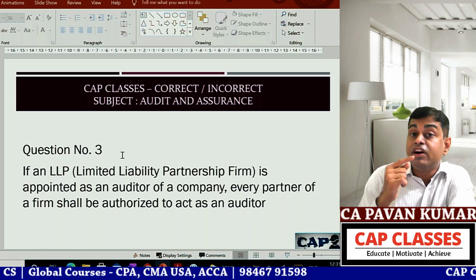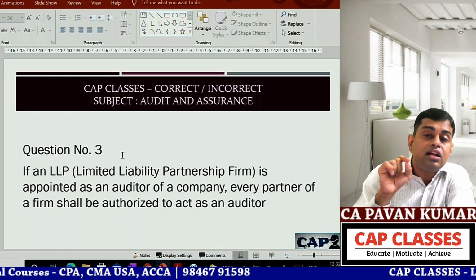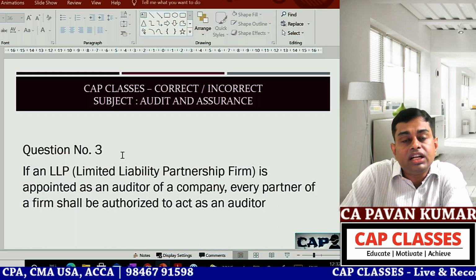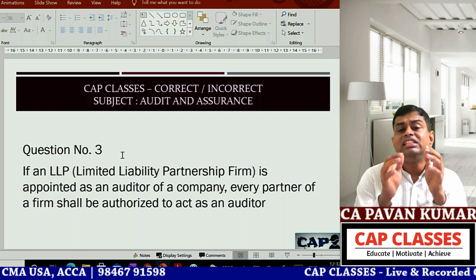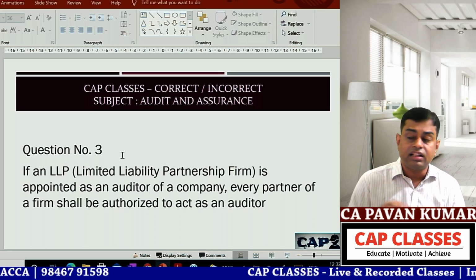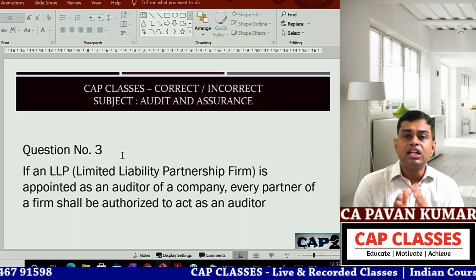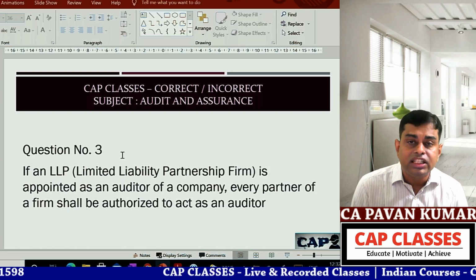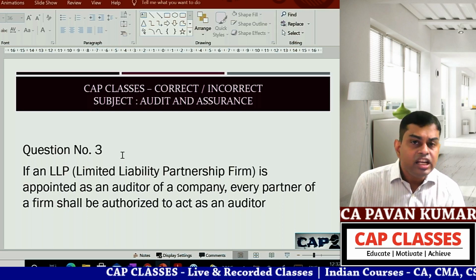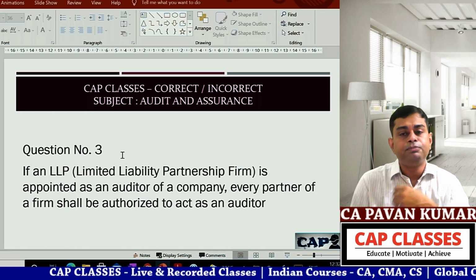If it is a firm of chartered accountants or LLP, the majority of the partners shall be chartered accountants holding a certificate of practice. So imagine there is an LLP where 7 partners are there. Among those 7 partners, 5 are chartered accountants holding COP, one is a company secretary, and one is a cost accountant. Imagine this is the firm. It is possible; multi-purpose firms are nowadays possible.